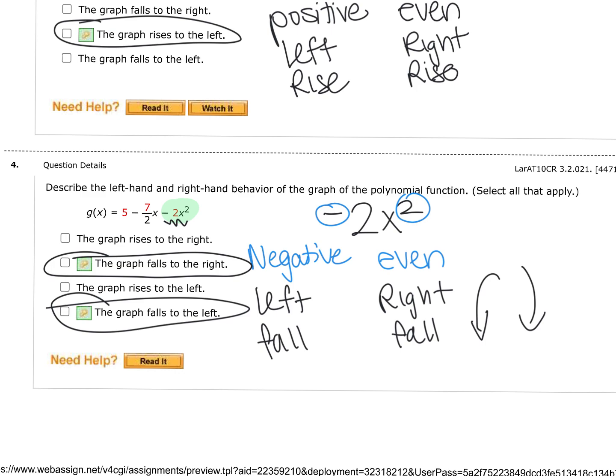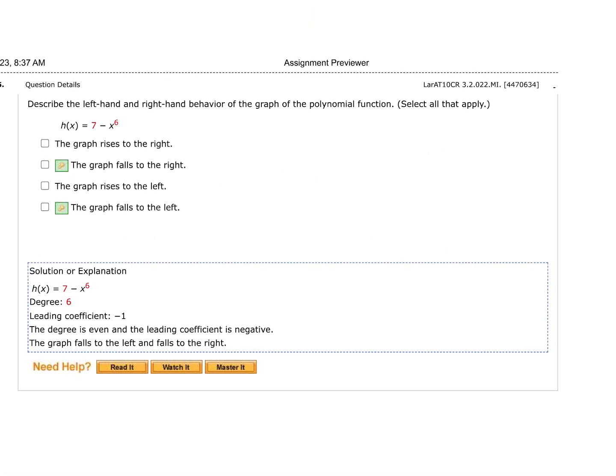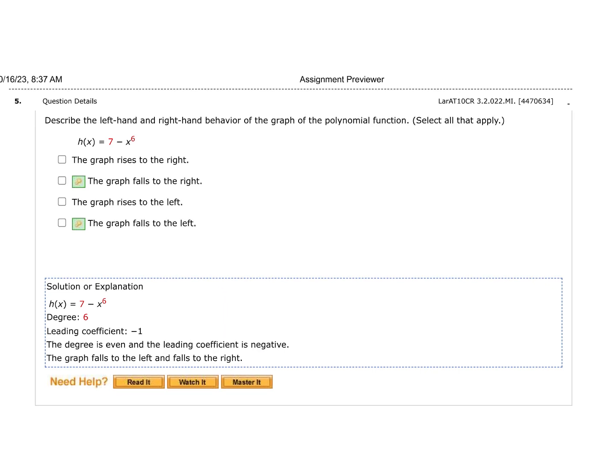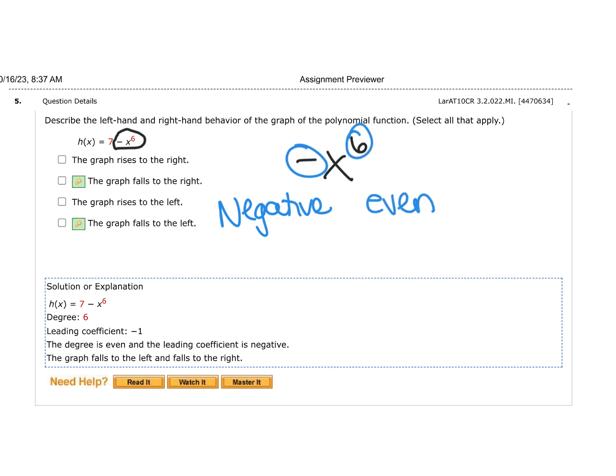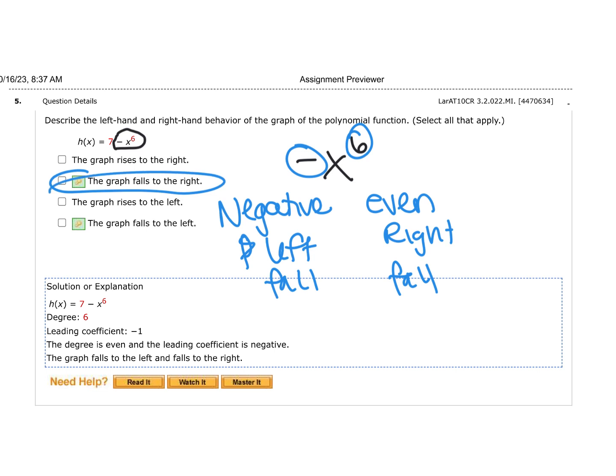Okay, let's take a look at number 5. So number 5 is the same idea. I'm going to take a look at the negative x to the 6th power. It is negative. It is even. Negative even graphs, the same thing happens every time. Sorry, on the left, they will fall, and on the right, they will fall. All right, so that is just what is going on with that graph.